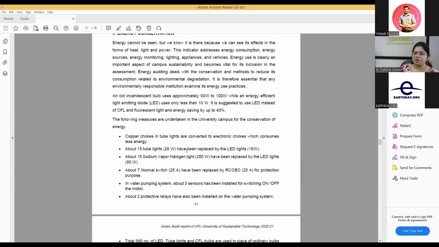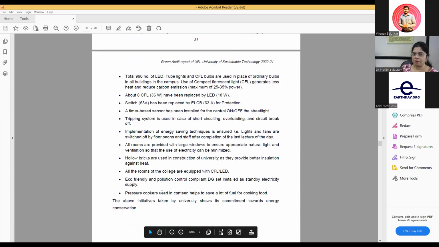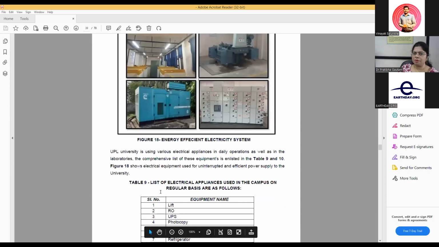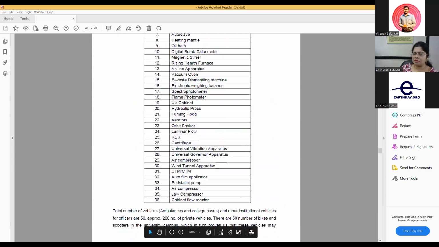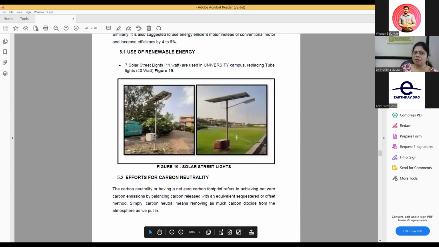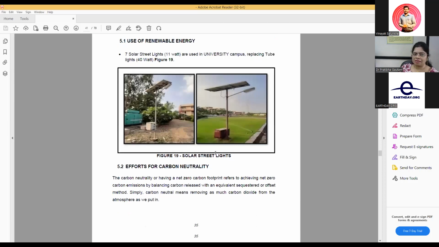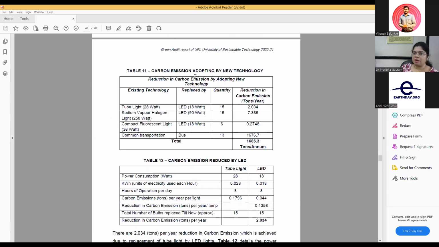Then energy conservation: what type of initiatives we have taken for energy conservation, which we have noted down. I'm just giving you a glimpse. These are the electrical appliances and equipment which consume energy. Then renewable energies like solar lights. Then carbon emissions by adopting new technology.